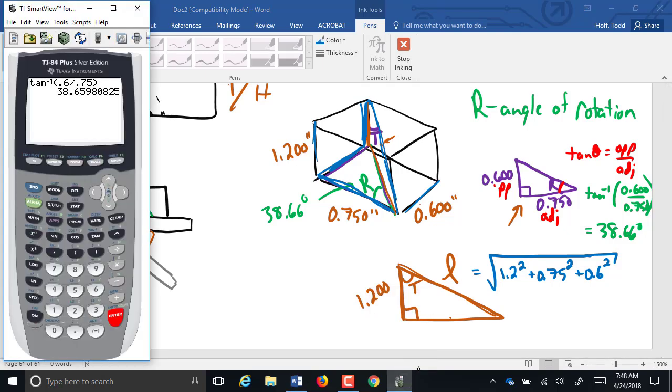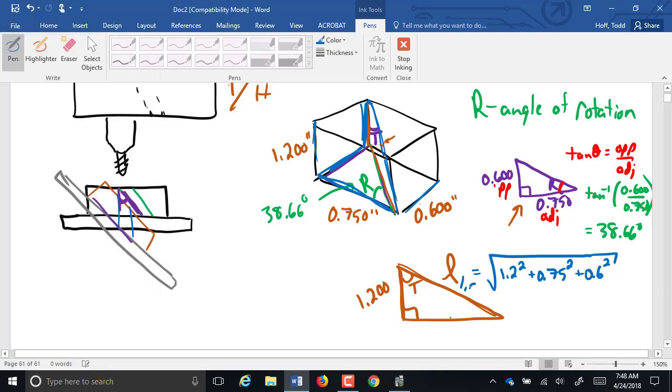Oh, sure. So we've got the square root of 1.2 squared plus 0.75 squared plus 0.6 squared. 1.537 we get for that. Inches. Now we can find T. From T we have this side, which is which side? Adjacent. And the 1.537 is hypotenuse. Adjacent and hypotenuse, of course, are cosine.